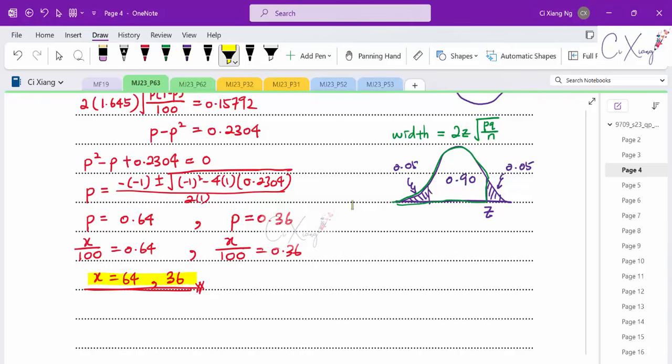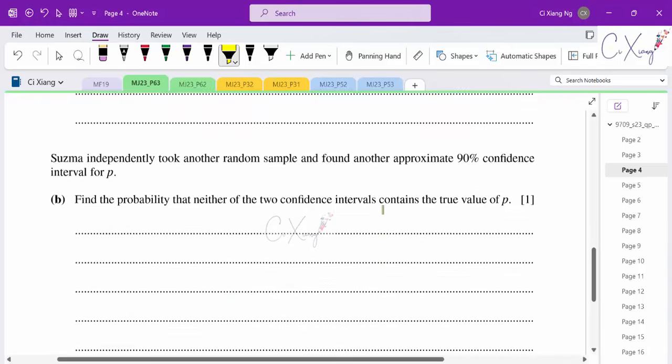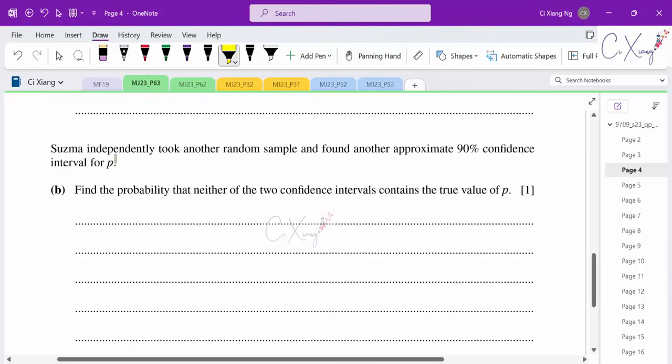Then let's proceed to part B. For part B, Susma independently took another random sample and found another approximate 90% confidence interval for P. Find the probability that neither of the two confidence intervals contain the true value of P.